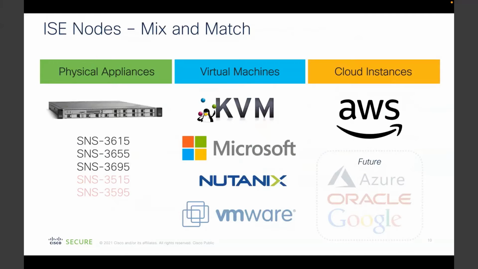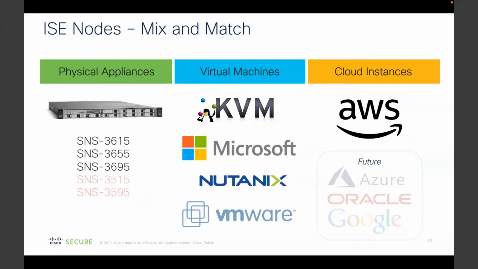I put those in sort of a light red because those are now end of life, and you shouldn't buy those. You may still have them in your network, and that's okay. You can still use them, they're still supported, but just know that you don't want to try and buy those as new. You really want the 3600 series.